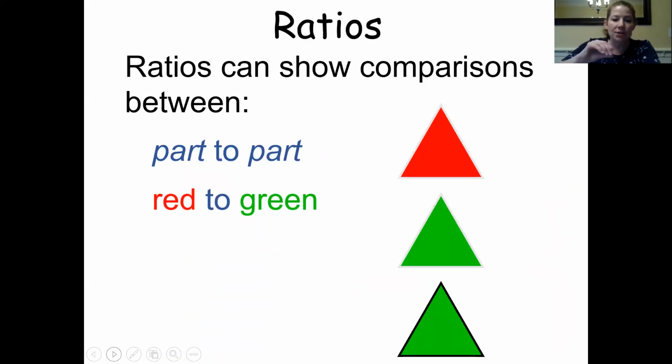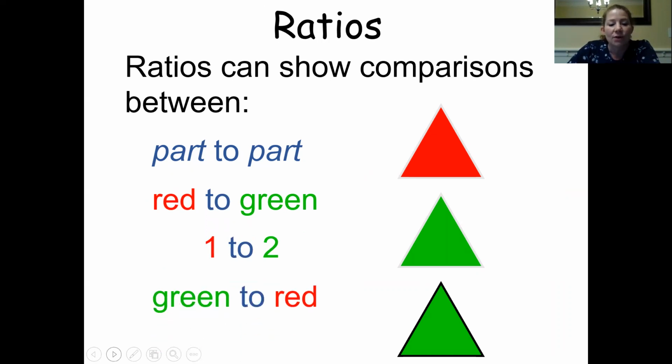We can represent part to part or part to total. For example, if we're only talking about the green and the red triangles, not all of them, but each section, like the green ones and the red ones. If we want to talk about the ratio of red to green, there's 1 red triangle and 2 green triangles, so that would be our ratio, 1:2. However, if we say green first, there's 2 green ones, so we have to put the 2 first.